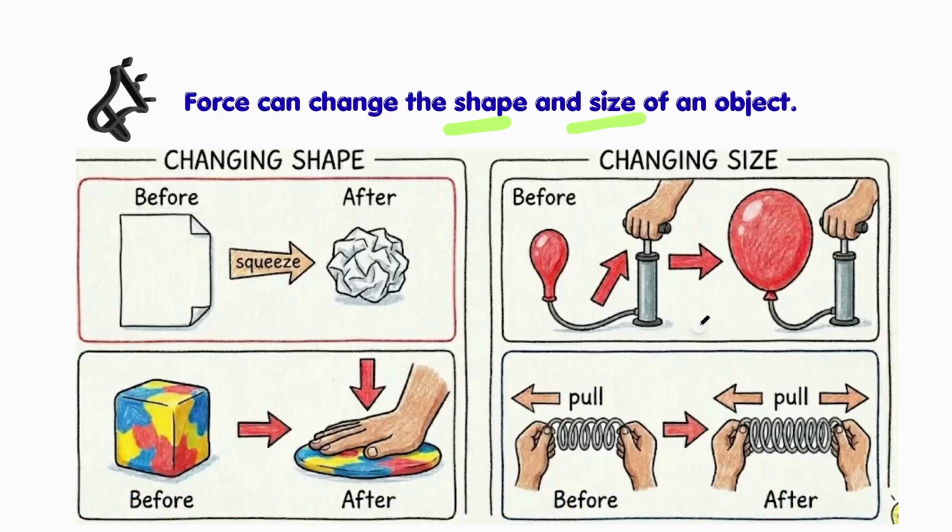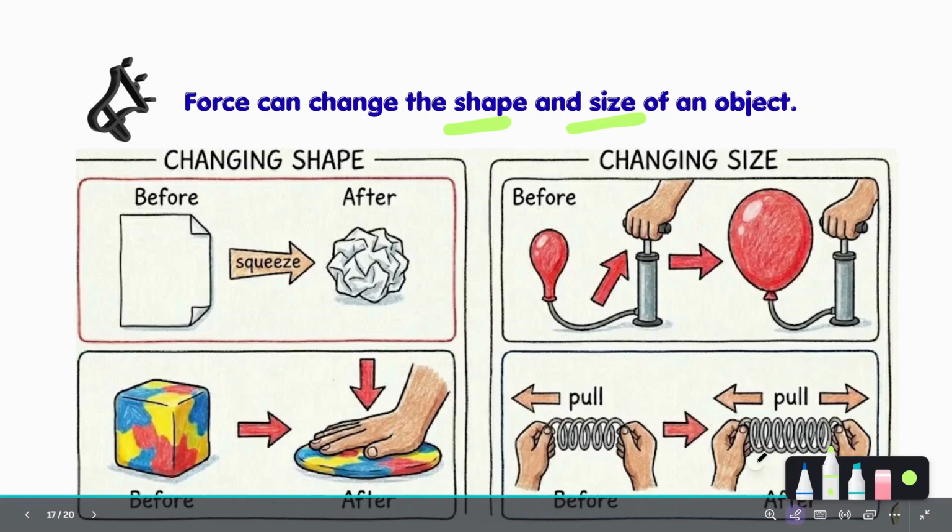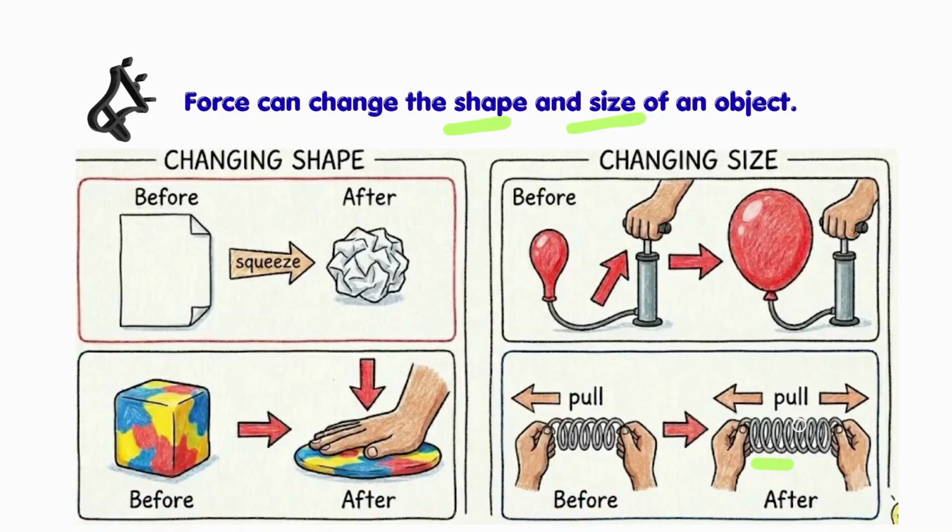But what is happening here? When we inflate a balloon, the shape changes. Why? Because the force is being applied by the air inside the balloon. And when we pull a spring, again, the shape changes because a force was applied. Hence, force can also change the shape and the size of an object.